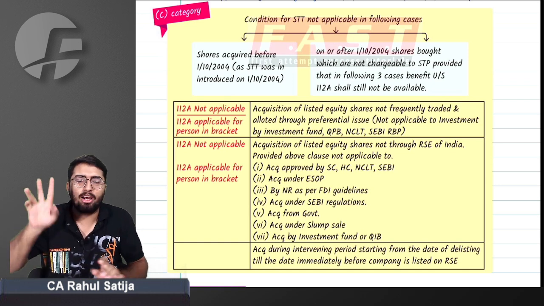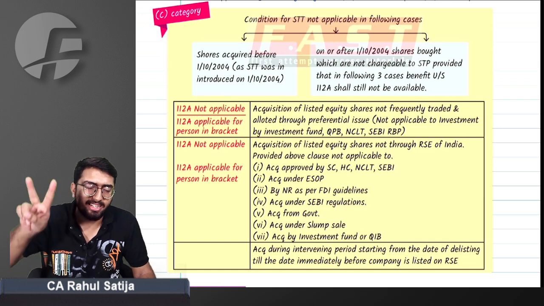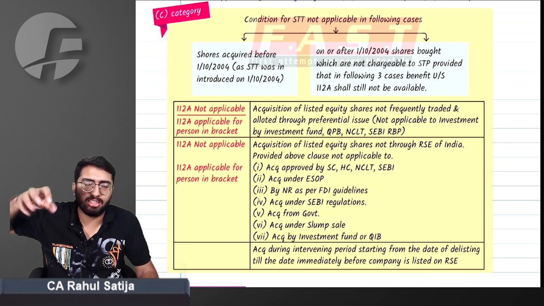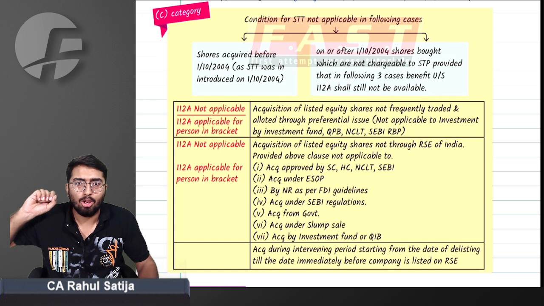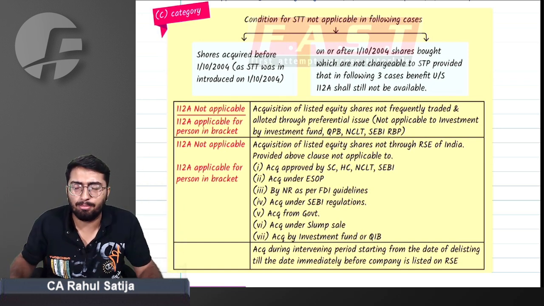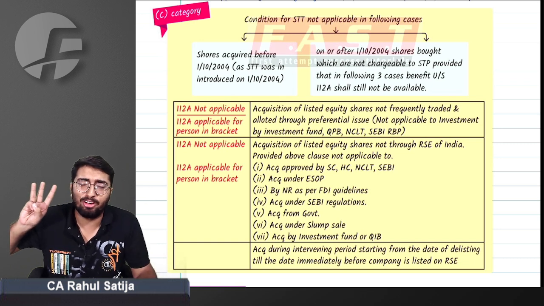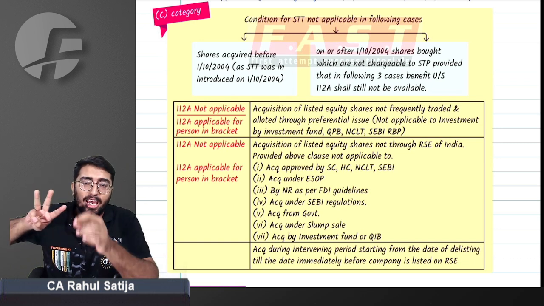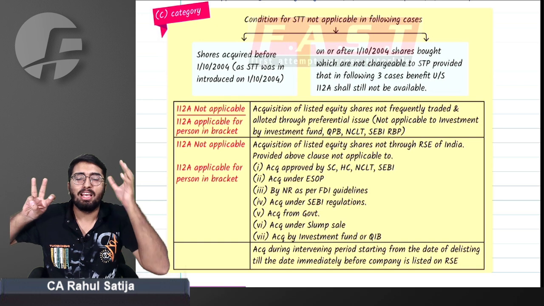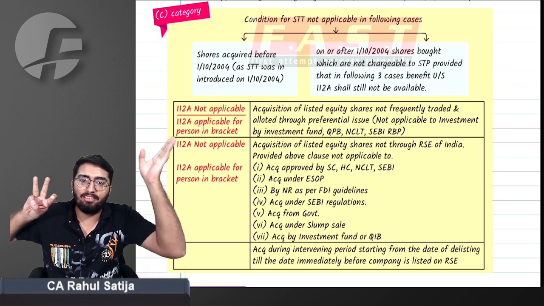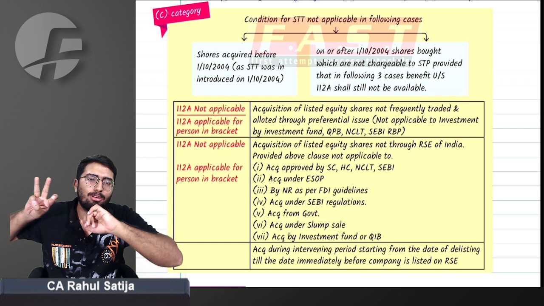For shares to be listed, you have to pay STT in both the cases. But STT is not applicable in two cases. What are the two cases? If shares are acquired before 1st October 2004, or STT is not available, for example, ESOPs. But in these three cases, even if you paid STT, you will still not be eligible for 112A. But for example, if you bought shares that are not frequently traded, in these cases you will still be eligible for 112A.